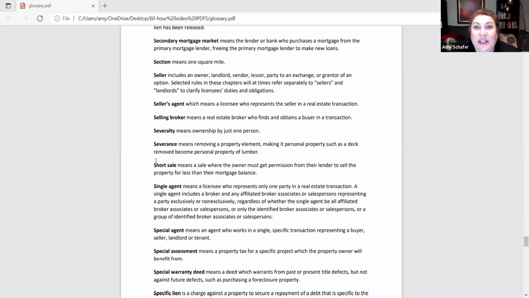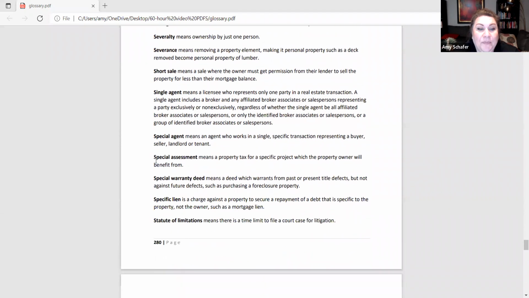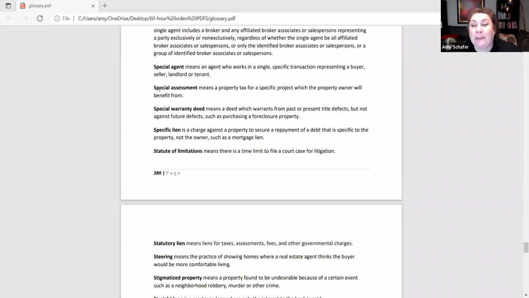Single agent means that you only represent one party in the same transaction. A special assessment is a type of property tax, and it's special. It's a tax for a specific project that's going to be assigned to the property owners that benefit from the project.